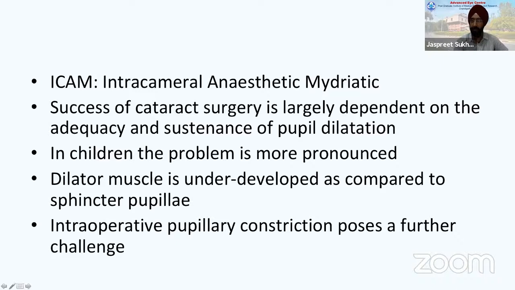So basically what happens is, any cataract surgery, whether in children or adults, relies on the adequacy and sustenance of pupil dilatation. The success lies there, because if you have a good view, you can see it. In children, the problem is more pronounced because the dilator muscle is underdeveloped compared to the sphincter pupillae. The sphincter is quite strong in children, so the dilatation is tough to get. Intraoperative pupillary constriction poses a further challenge in children. So these are some of the issues.